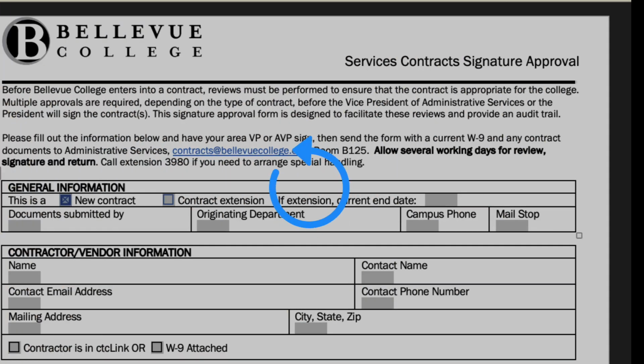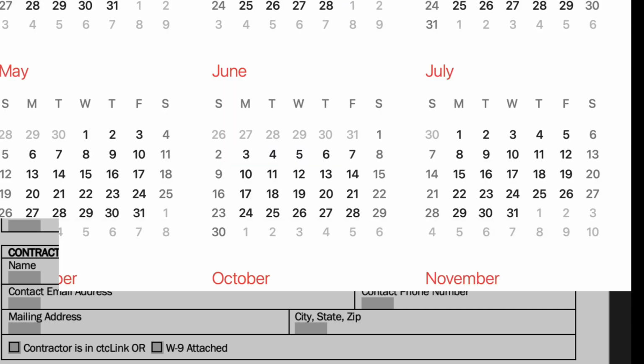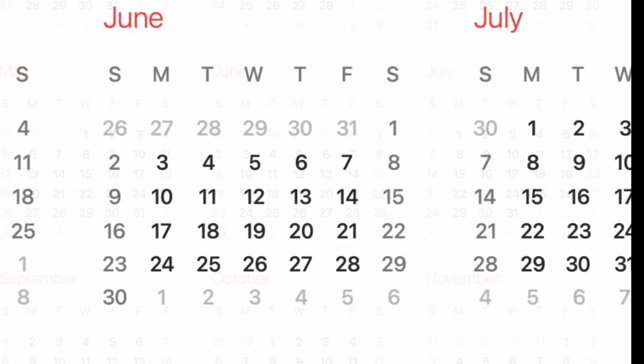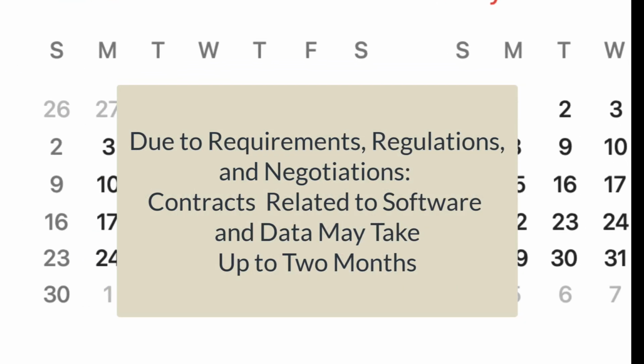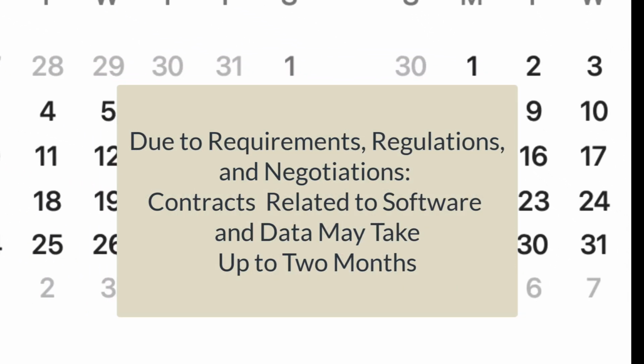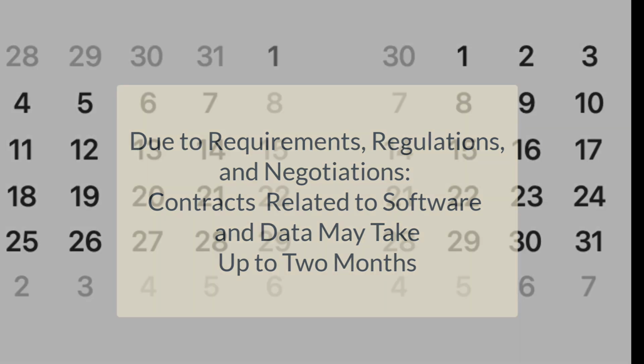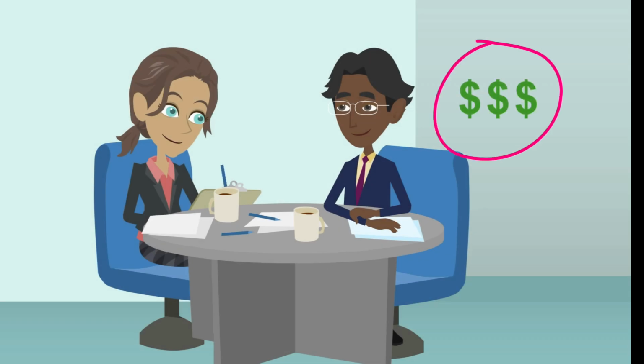Contract preparation timing. It is recommended the contract be submitted for review at least 2 weeks prior to the expected delivery of goods or services. Due to accessibility requirements, privacy protection, FERPA regulations, contract negotiations, etc., contracts related to software and databases might take up to 2 months. Contractors will not be paid for goods or services without a valid signed contract.